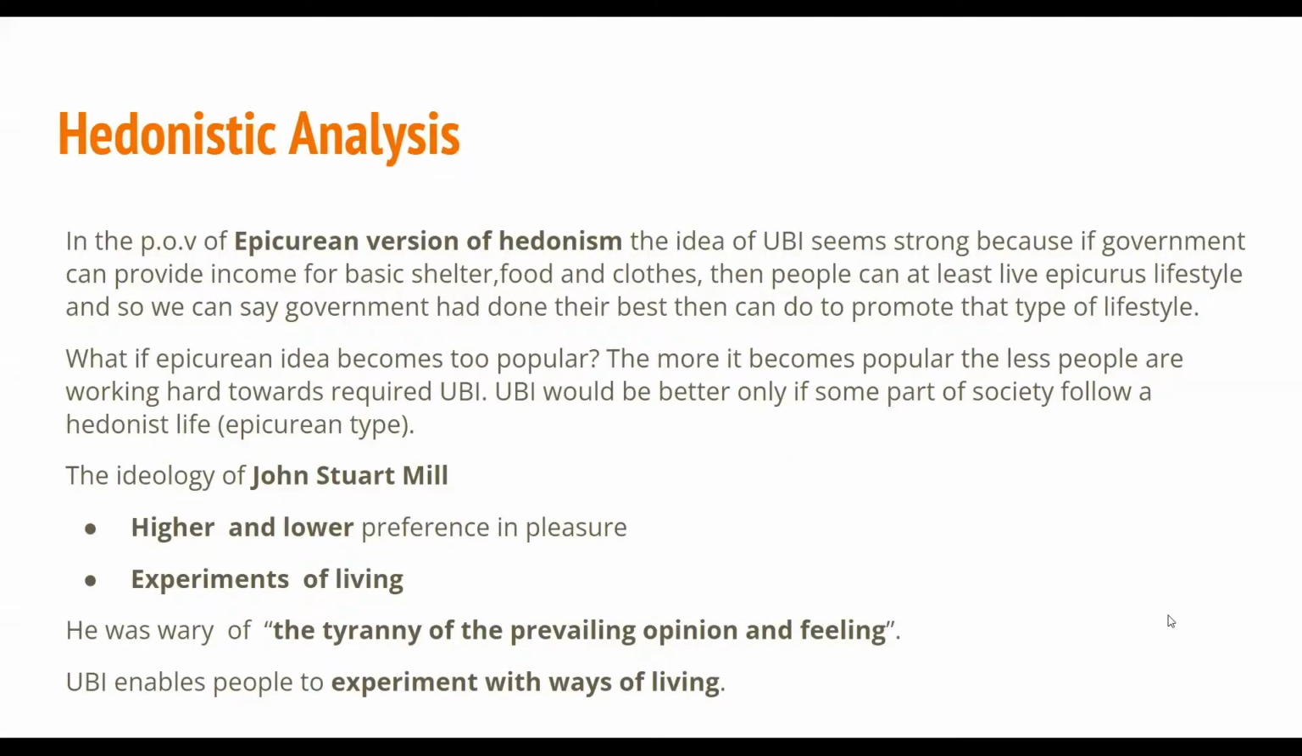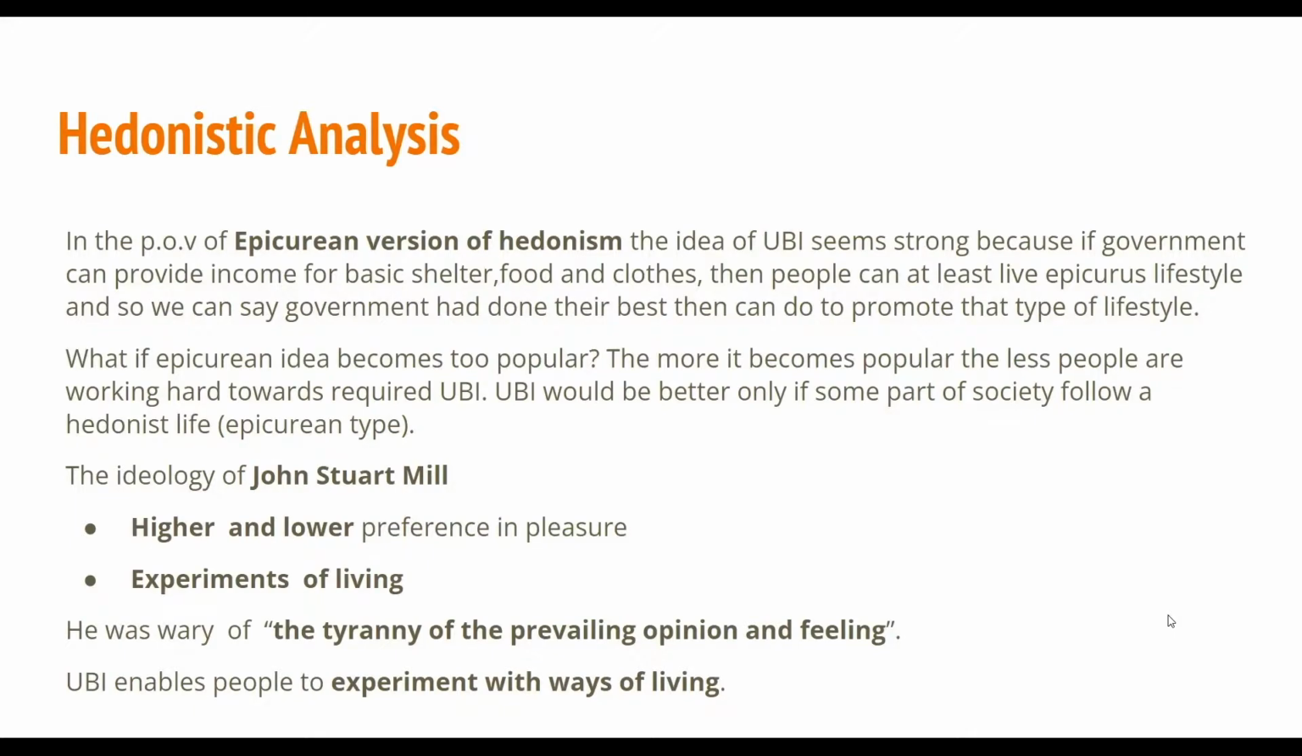Hello everyone, I'm Sujith. Let us talk about the hedonistic analysis of universal basic income. Let us first talk about Epicurus and his lifestyle. Epicurus is one of the famous hedonist philosophers. Epicurus did not think people should live by the frenetic pursuit of wine, women, and song, but by seeking health of body and sanity of soul.